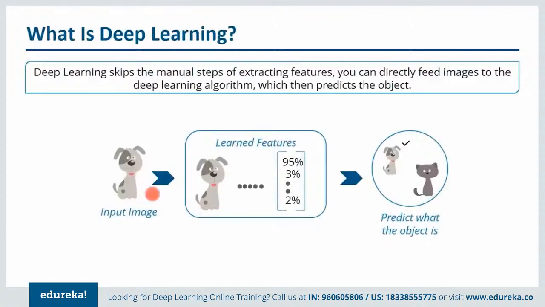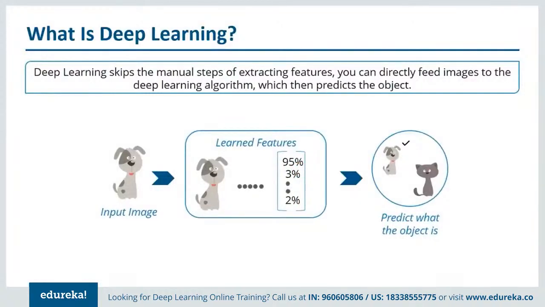So we provide an input image of a dog, and it will automatically learn certain features even if we don't provide it with those features. After that, it will give us the probability, and according to this particular scenario, it says 95% chance of being a dog, 3% chance of some other animal, similarly 2% chance of some other animal. Since the highest probability goes with the dog, the prediction says that the input image is nothing but a dog.